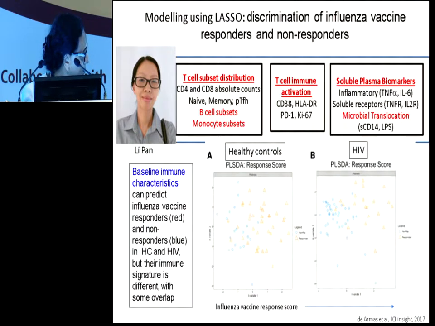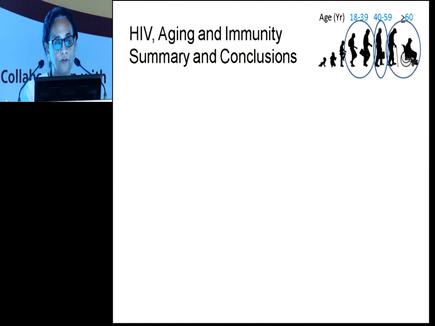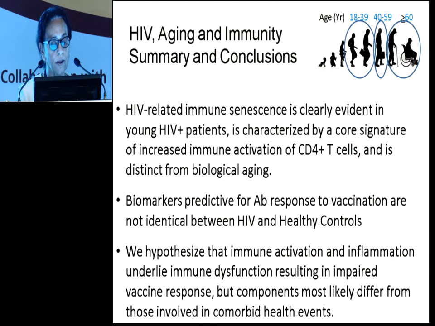The baseline immune characteristics predicted influenza responders and non-responders, but the immune signature was quite different with some overlap, telling us that although you do get responders and non-responders, the pathway to reaching that is maybe different in HIV positive and negative. So in conclusion of this part of the talk, HIV-related immune senescence was clearly evident in young HIV-positive patients.